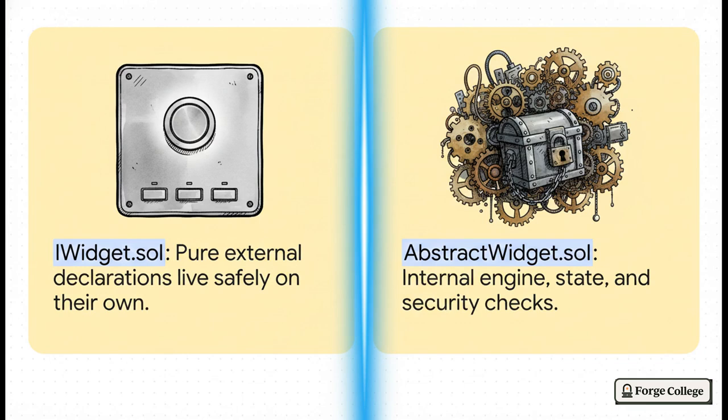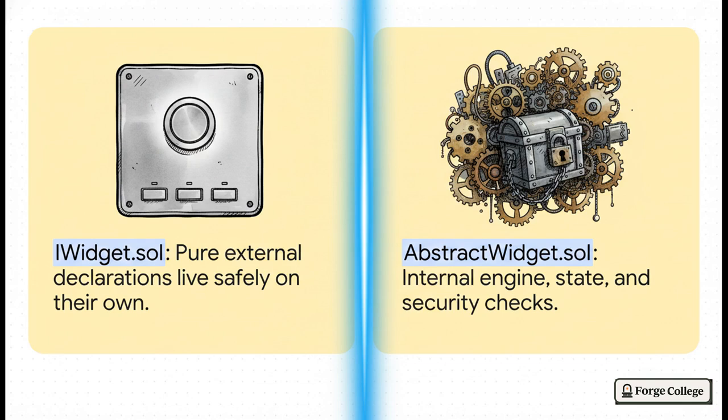On the left side, iWidget.sol, your pure external declarations, live safely on their own. On the right side, abstract-widget.sol, your internal engine, state, and security checks live securely isolated. By splitting them up into these two distinct blueprints, your external users and front-end applications only ever need to know about the interface.